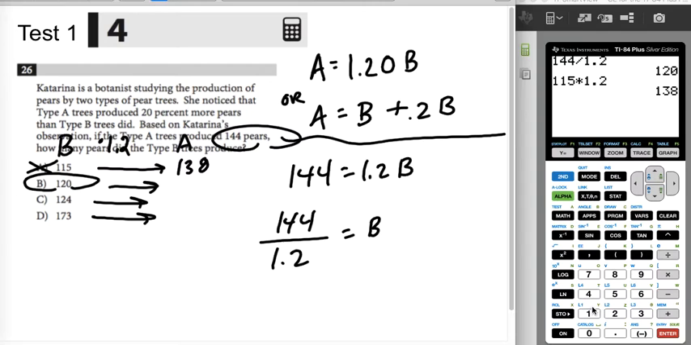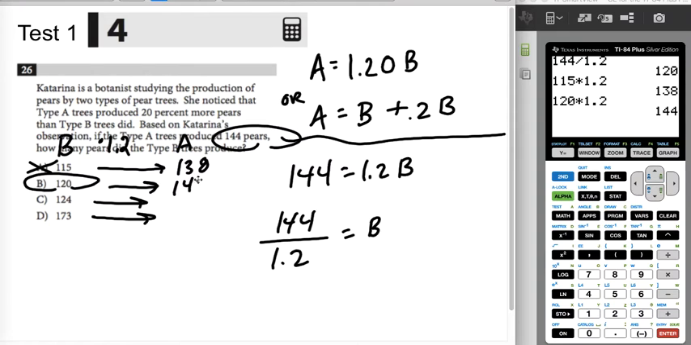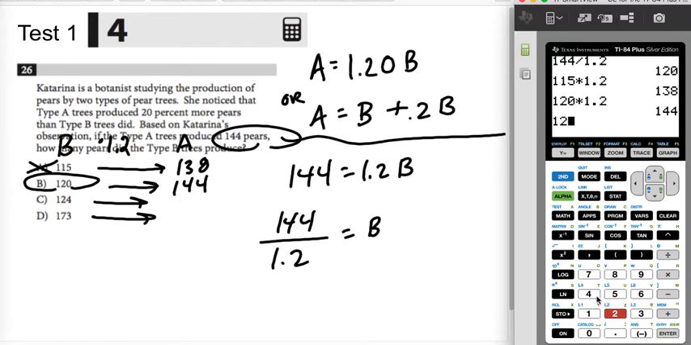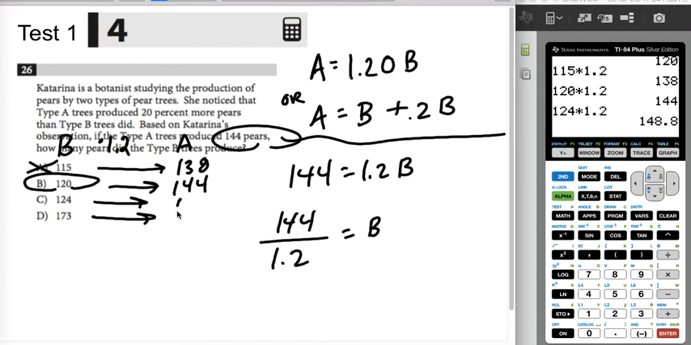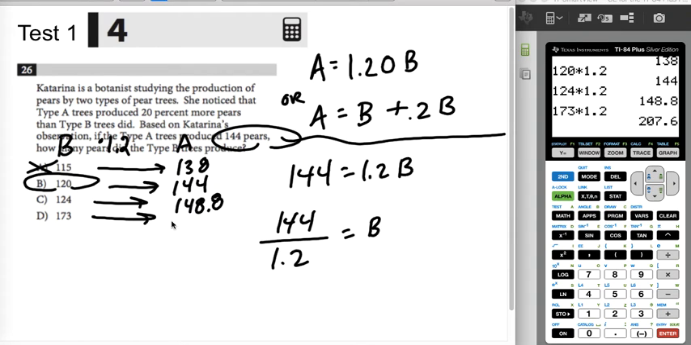In fact, you could actually make your calculator do it. You can see this is 144. You could make a program in your calculator, or you could just make y equals this thing and use a table. I'm going to walk through it even though I don't have to. You can see that only one of them would give me the right answer for A. So this is 148.8, which is definitely not right. And then 173 times 1.2 gives 207.6.